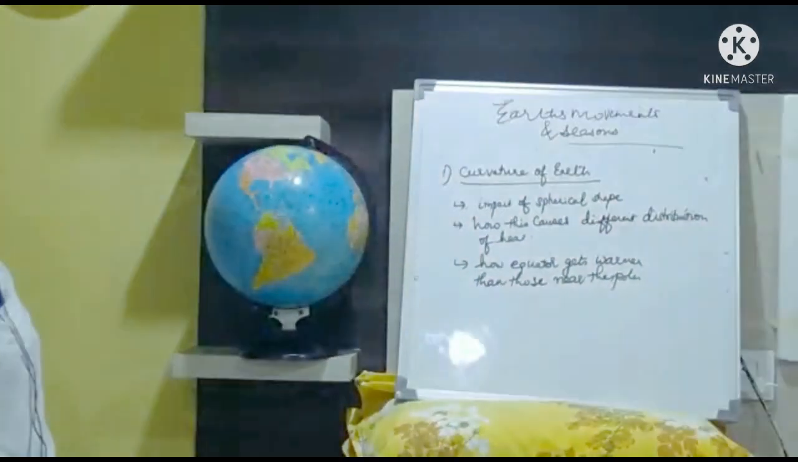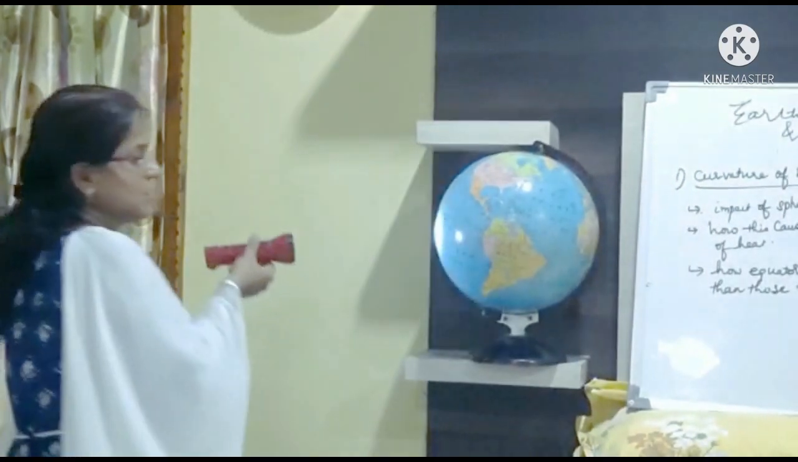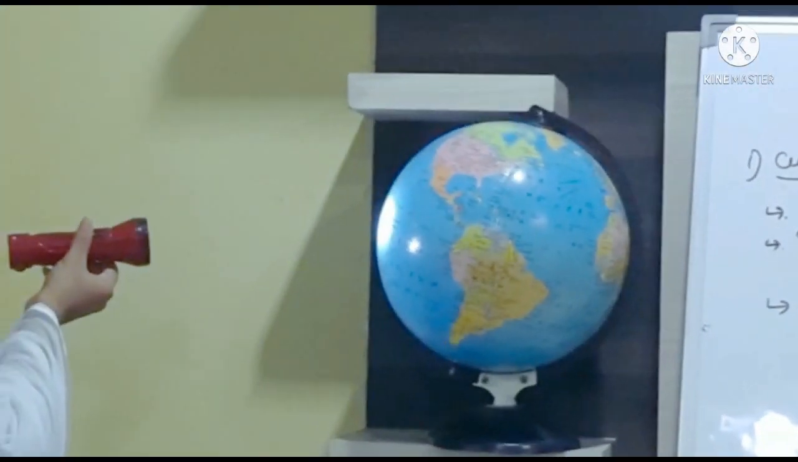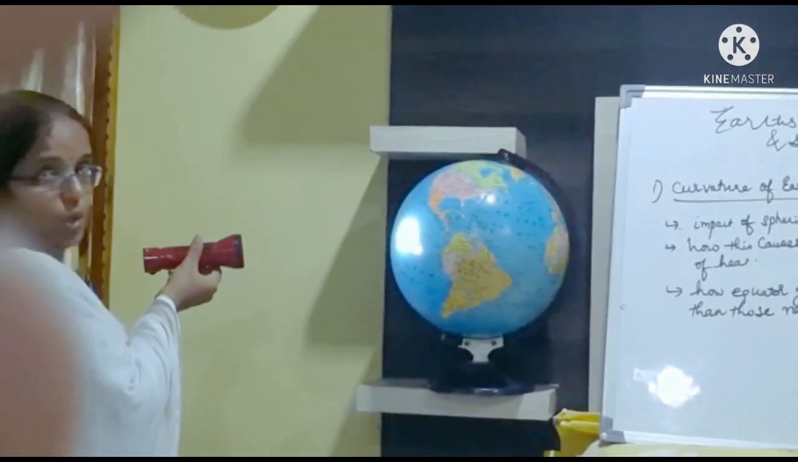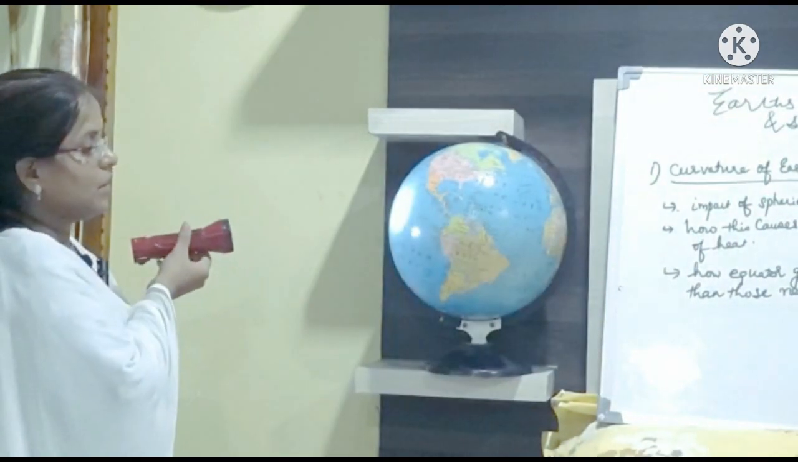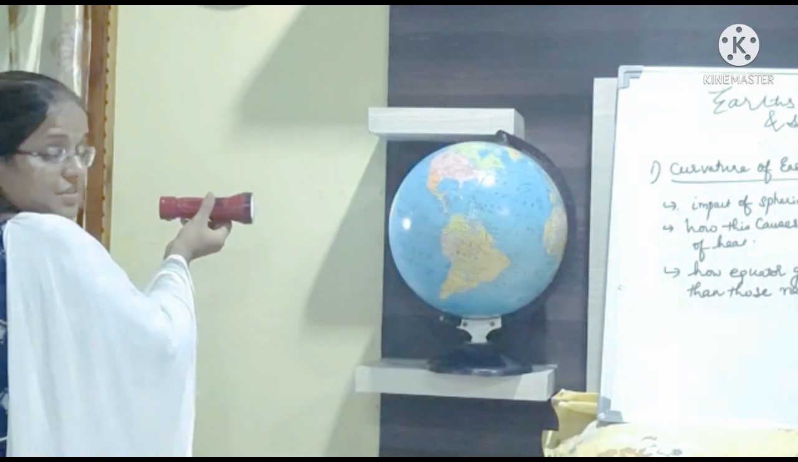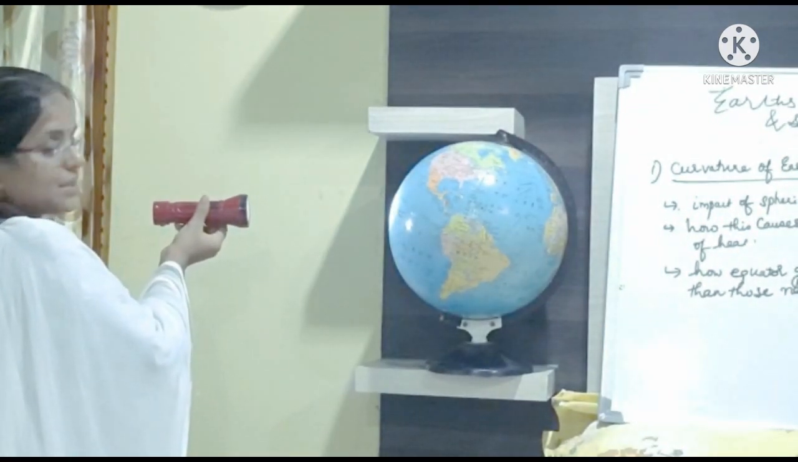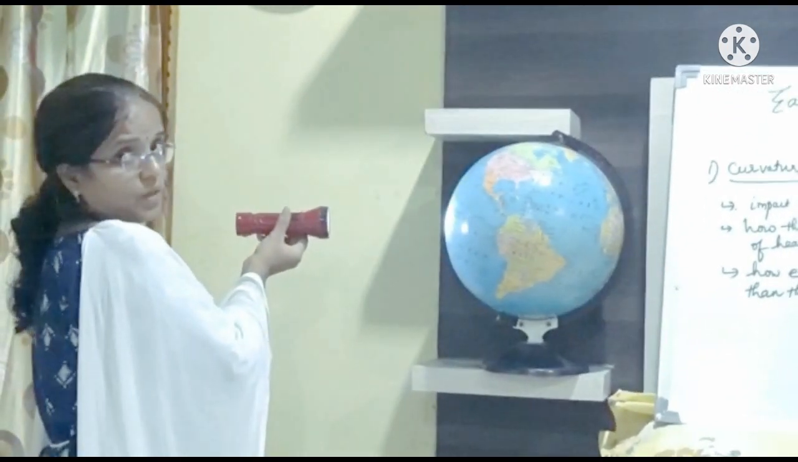Children, now let us see one activity. Imagine this torchlight as sun rays. Here, as you know, it is the center of the earth, which is separating the northern hemisphere and southern hemisphere, is the equator, as we all know. Here, the sun rays are falling, making a 90 degrees angle. That is, it is falling vertically. That means it is hitting the equator. That is, the equator will be very warm.